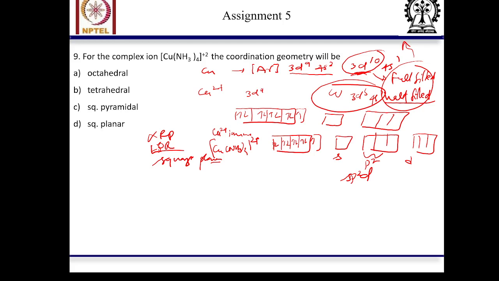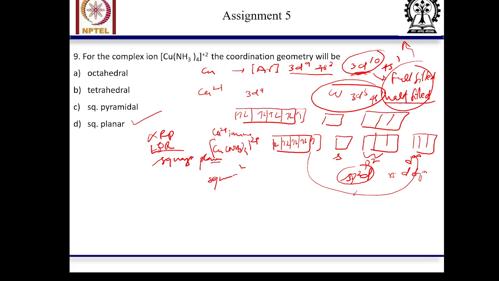Huggins says that it is sp2d rather than dsp2, meaning this electron will move to the d. So that is not a good answer. Huggins suggested that sp2d will be better. So this is the square planar geometry, and it is paramagnetic in nature.